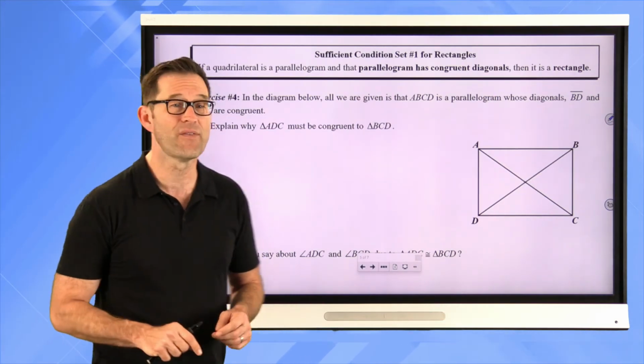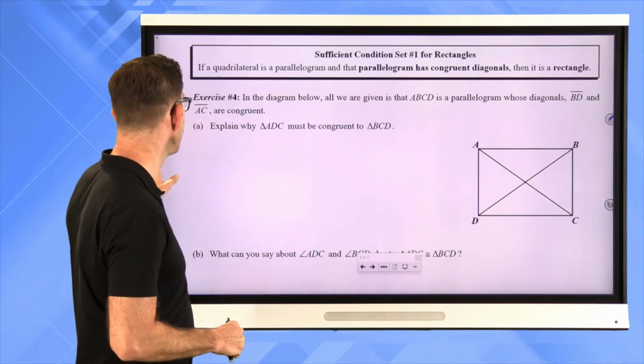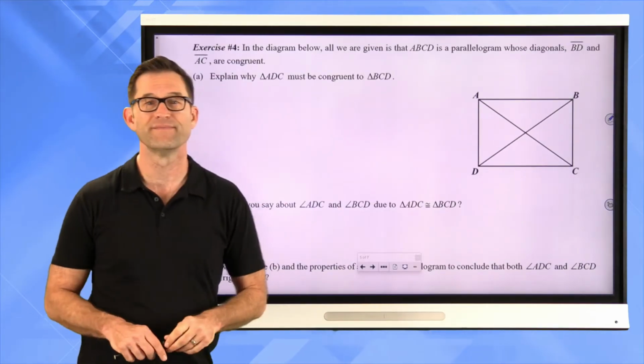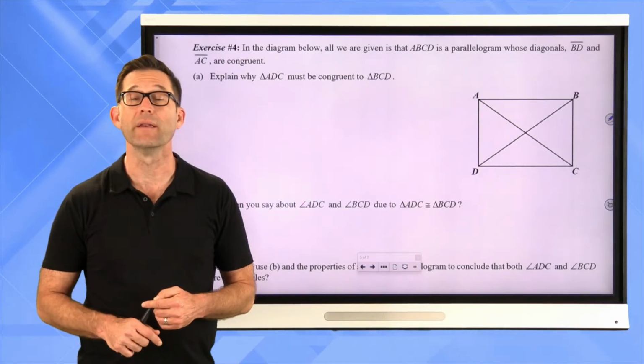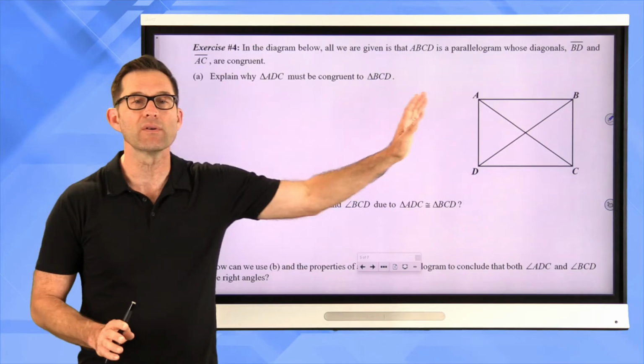So let's justify sufficient condition set number 1 in exercise number 4. In the diagram below, all we are given is that ABCD is a parallelogram whose diagonals BD and AC are congruent. Explain why triangle ADC must be congruent to triangle BCD. All right, great. So again, I know it looks like a rectangle.